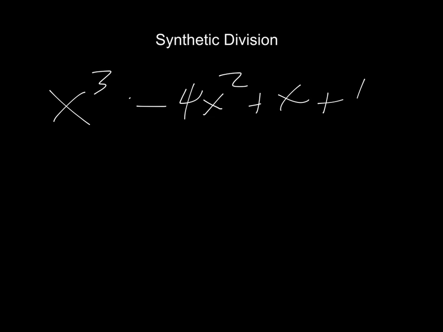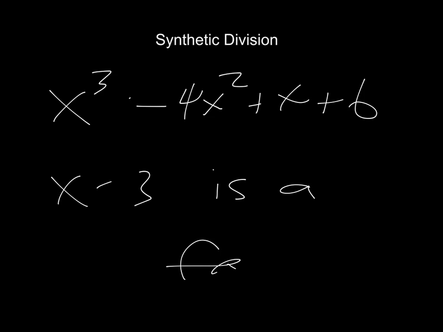So to demonstrate this process of synthetic division, I'm going to use one of your example problems. Our function is x to the third minus 4x squared plus x plus 6. And it tells us that x minus 3 is a factor. So really what it's asking us to do is take this function, x cubed minus 4x squared plus x plus 6, and divide by x minus 3.